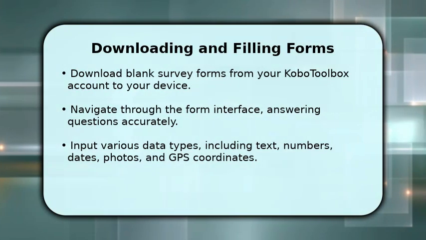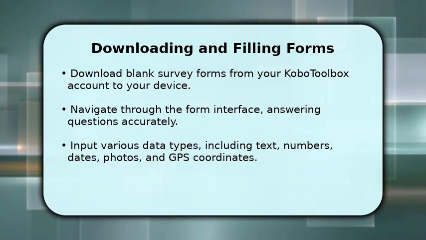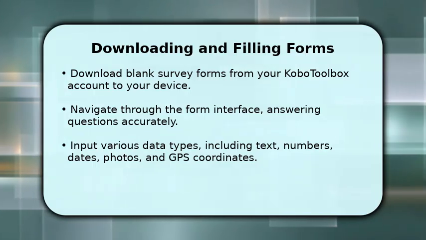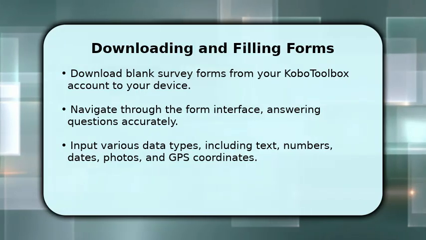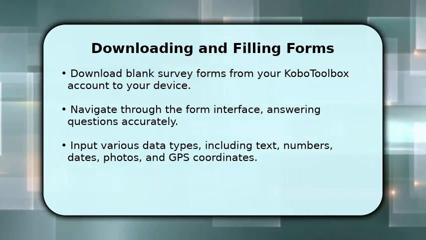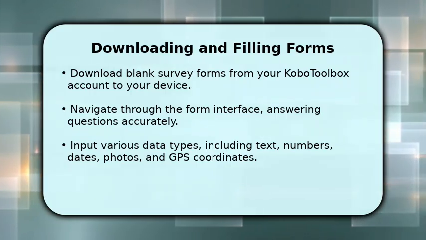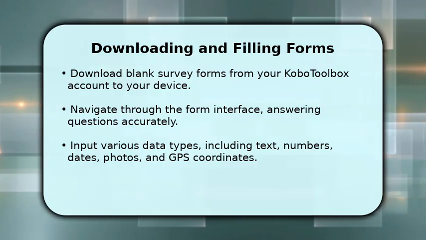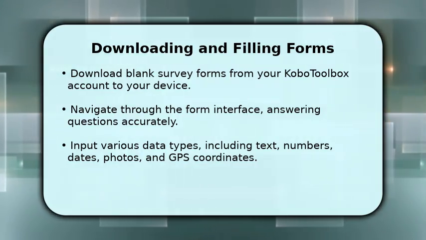After setting up Kobo Collect, the next step is to download your survey forms. Tap Get Blank Form and select the forms you need from your Kobo Toolbox account. Once downloaded, you can begin filling them out by tapping Fill Blank Form. You will encounter various question types, such as text, numbers, dates, and even media like photos or GPS coordinates. Take your time to accurately input all the required information for each question, ensuring data quality.